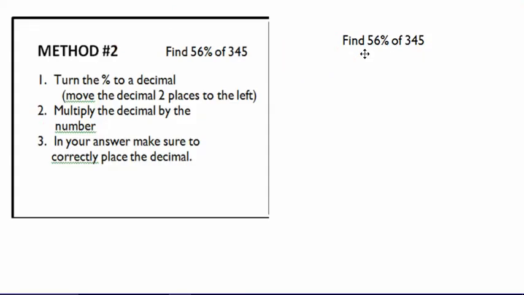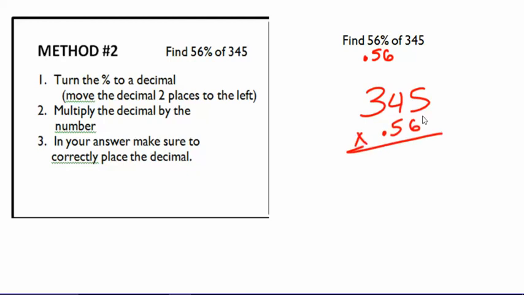All right, so let's turn this into a decimal. So I move it 2 places. If there's no decimal, it's at the end, so move it 2 places. So that becomes 0.56. So I'm just going to multiply those two numbers. You put whichever one has the most digits on top. So 345 times 0.56 and multiply.